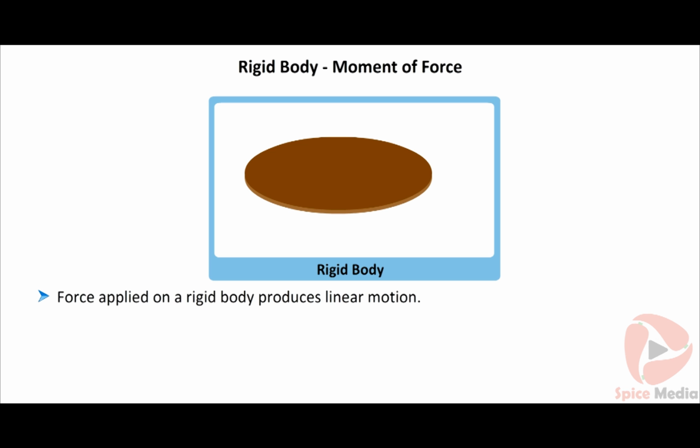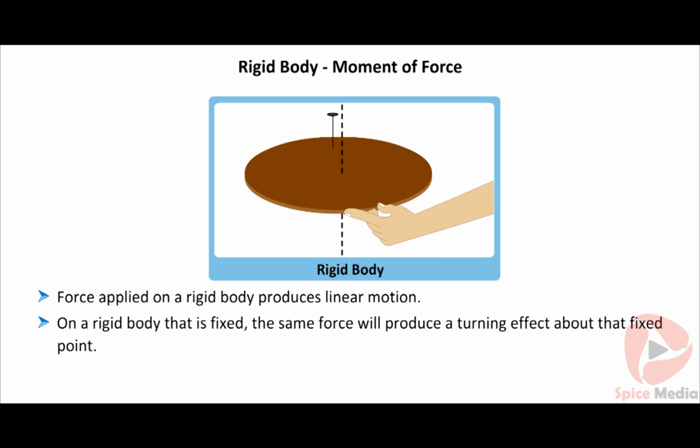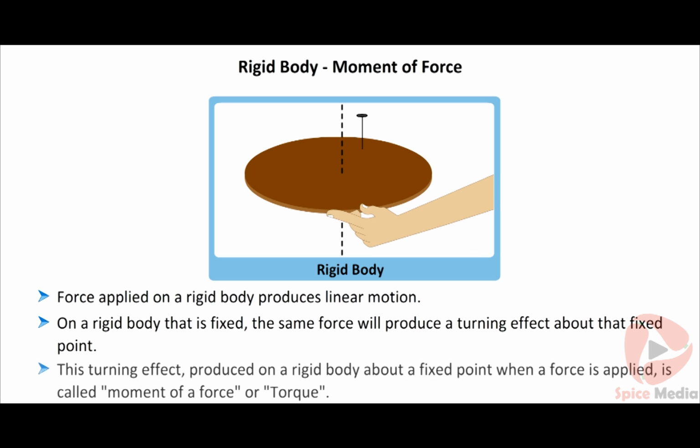On fixing the cardboard at one end and applying the same force will now make the cardboard rotate about the fixed point. Thus, on a rigid body that is fixed, the same force will produce a turning effect about that fixed point. This turning effect produced on a rigid body about a fixed point when a force is applied is called moment of a force or torque.